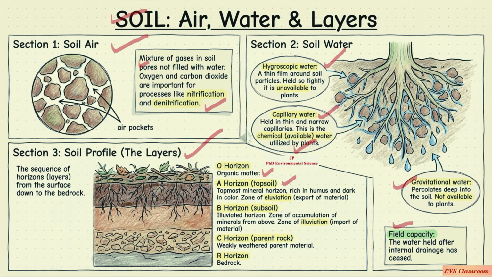B horizon, subsoil. Minerals leach down from the A horizon and it has less organic matter. C horizon, it is the parent rock. It consists of broken rock fragments. The beginning stage of soil formation occurs here. R horizon, bedrock. It is solid rock. Here no plant growth occurs.